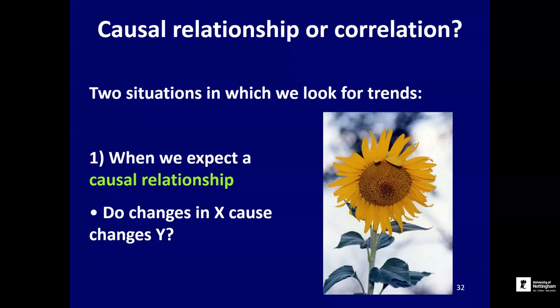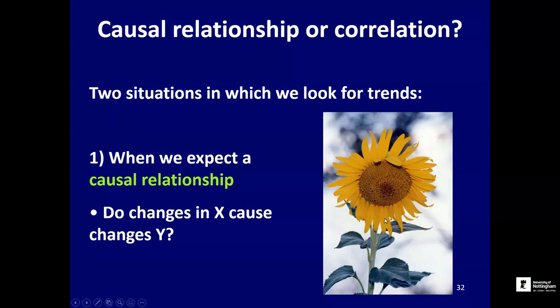There are situations in which we expect a causal relationship. So there's a pair of variables, a kind of x and a y, and they're not equal. In other words, one of them is expected to drive the other one, to cause the other one to change. This is a causal relationship. And this is very common in the life sciences.